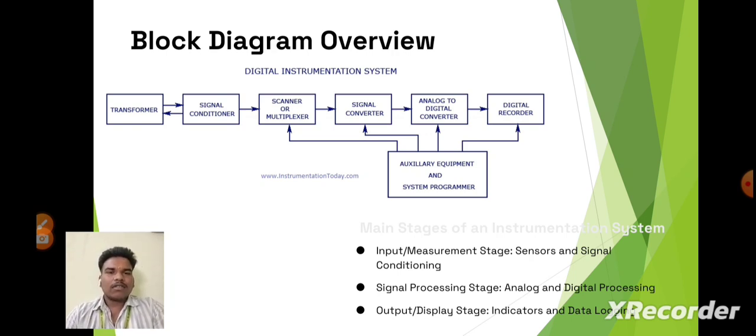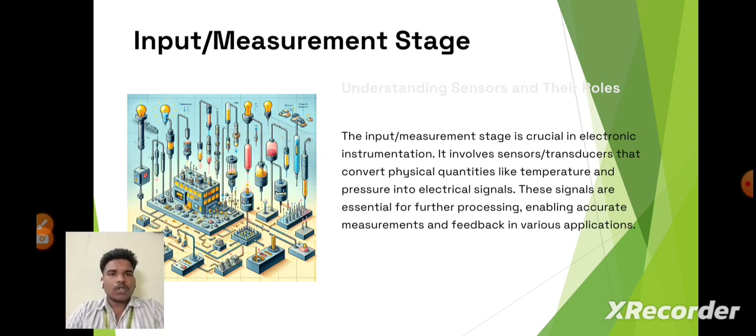Now studying single terms might be difficult, so therefore we will study according to the topics very inclusively. So first topic is our primary input or measurement stage. This is a stage which is very crucial in the electronic instrumentation system block diagram, because it takes the inputs given by the user. It involves the sensors or transducers that convert the physical quantities like temperature, pressure and so on into the electrical signals.